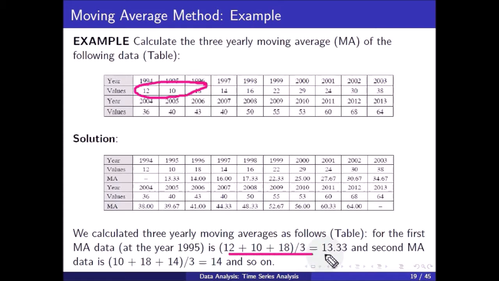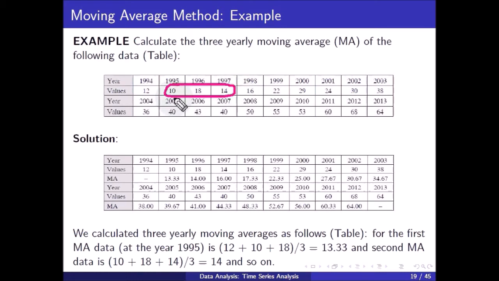And the value is what? 13.33. So we have to put that average value here in the 1995 year block, and we have to leave this particular data part. And the second moving average data is what? The second part. That means you have to take the average of this data.